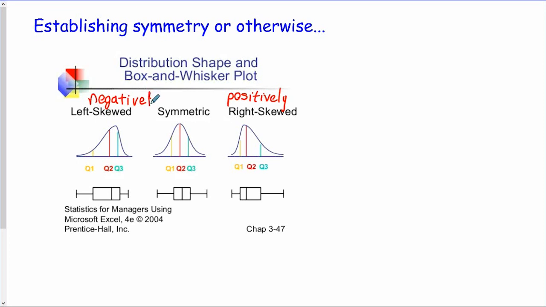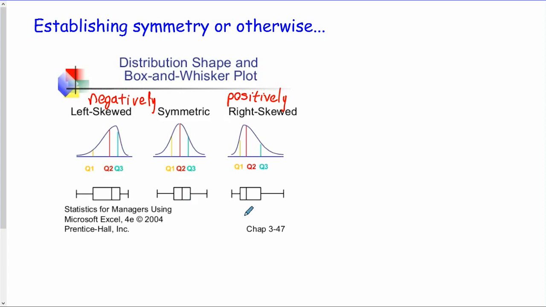So there are two pictures for each of these. The bottom ones are the box and whisker plots that we've just spoken about. Basically what happens is that the median will be kind of in the middle of the box for symmetrical data, and one would expect the whiskers to be of similar lengths.